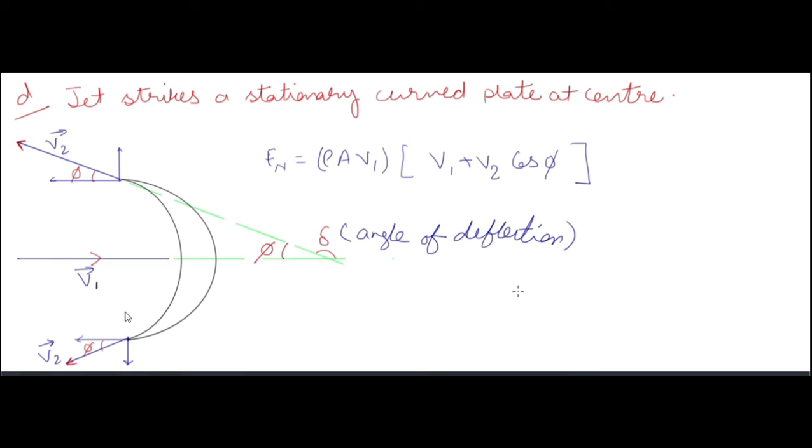So we are only left with the momentum change in the horizontal direction. The force experienced by the plate in the horizontal or normal direction is equal to rho a v1 into (v1 plus v2 cos phi). This is the magnitude of the force experienced by the plate. Now the direction will be in the direction of the resultant velocity vector.